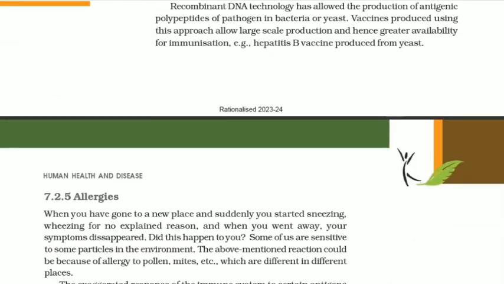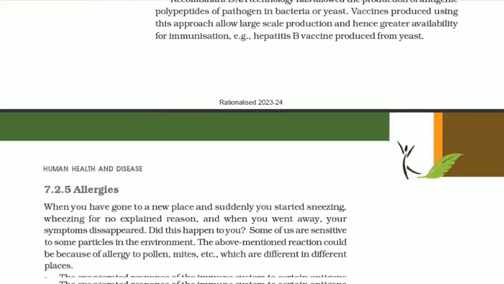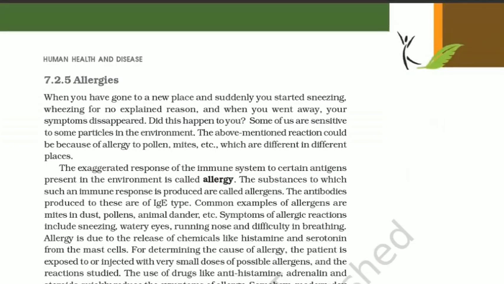Recombinant DNA technology has allowed the production of antigenic polypeptides of the pathogen in bacteria or yeast. Vaccines produced using this approach allow large-scale production and hence great availability for immunization. Example, hepatitis B vaccine produced from yeast.